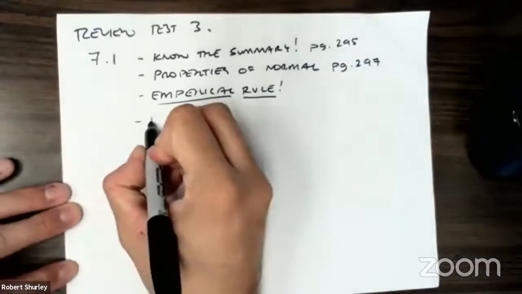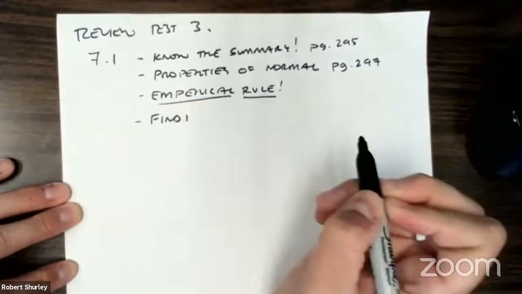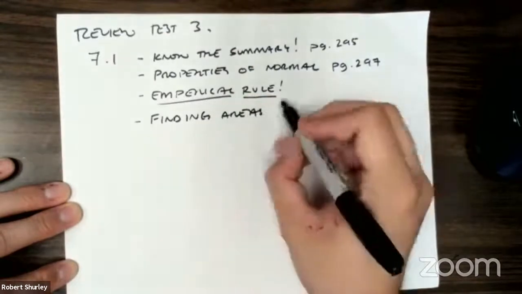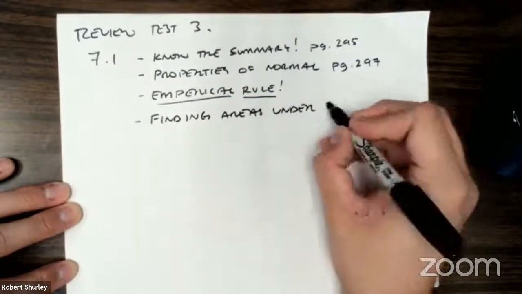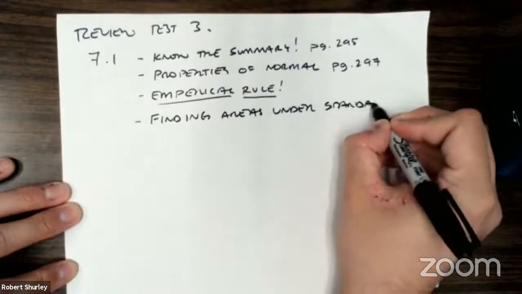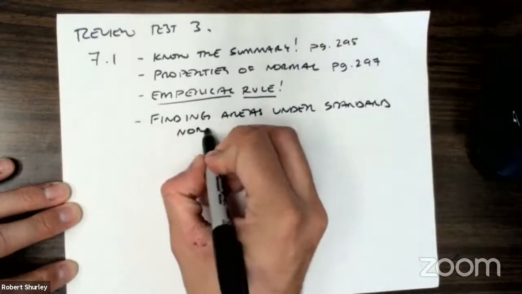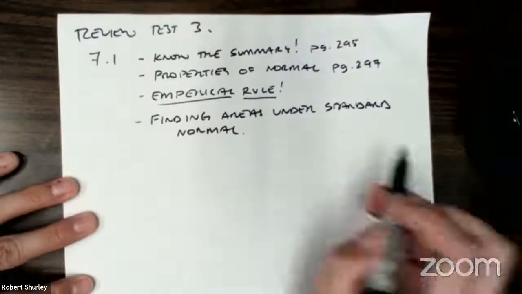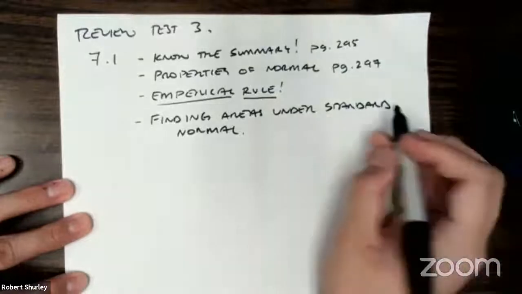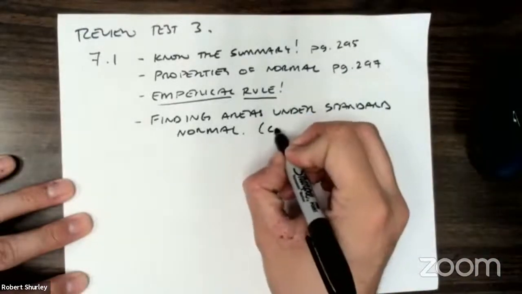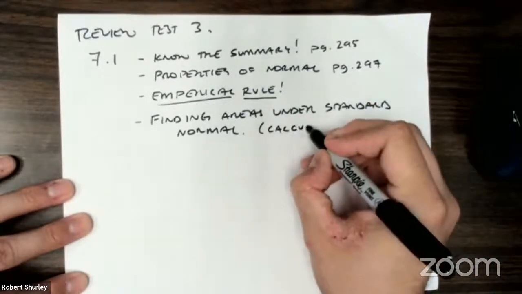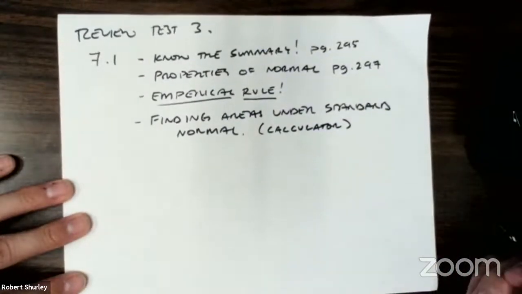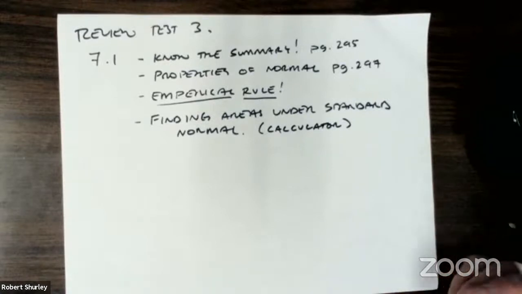And then it's just finding areas under a curve. Well, this was finding areas under the standard normal, which we use the calculator. Your book, if you read the book, it used a table. Much easier with the calculator, right? So finding areas under the standard normal curve, I'm going to say calculator. And we went over that extensively in the lessons. So if you go back and watch the videos, you'll see that over and over again.